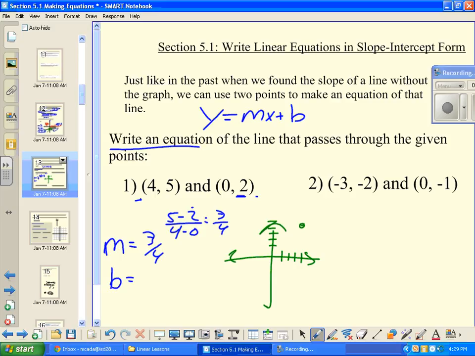0, 2 means you go left or right 0 or up 2. So this point right here, this is the y-intercept. It's just 2 up from the origin. If I graph this, again, where does my line go through the y-axis? It's right here at positive 2.